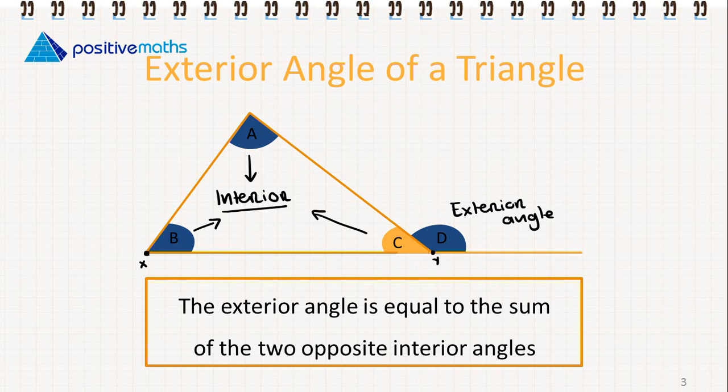We could do this for all of the sides of the triangle. If I extended this line here, then I could have another exterior angle here, marked E. But we're just going to use one for this example.